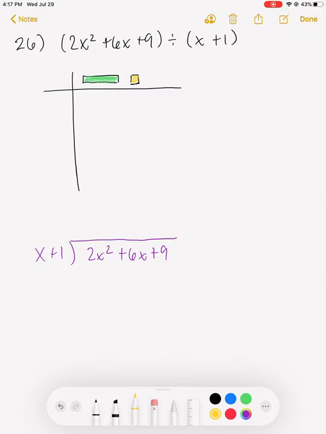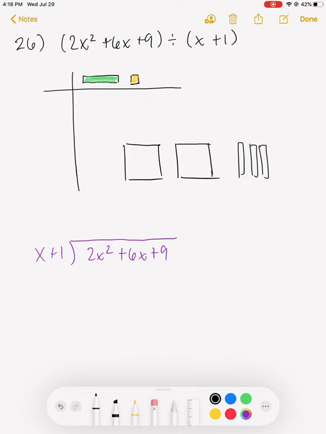Now I need to lay out 2x squared. So we're going to draw out 2x squared here. And we're going to add 6 x's, so 6 of these. 1, 2, 3, 4, 5, 6. 6 x's and positive 9. Some of those got kind of crazy.